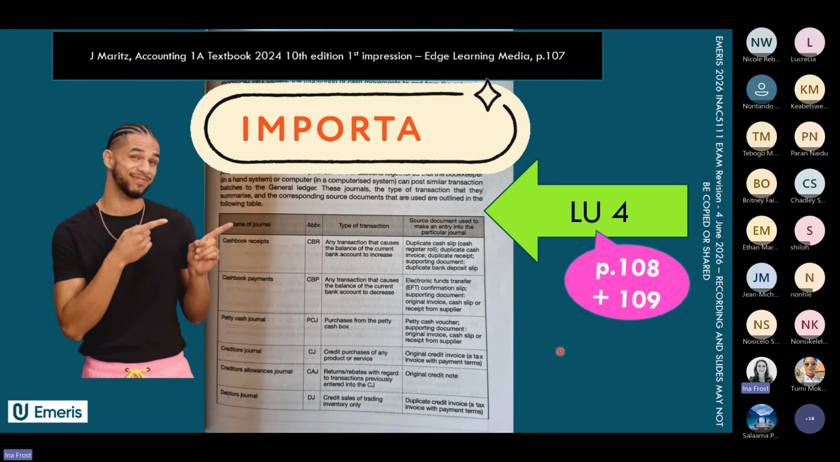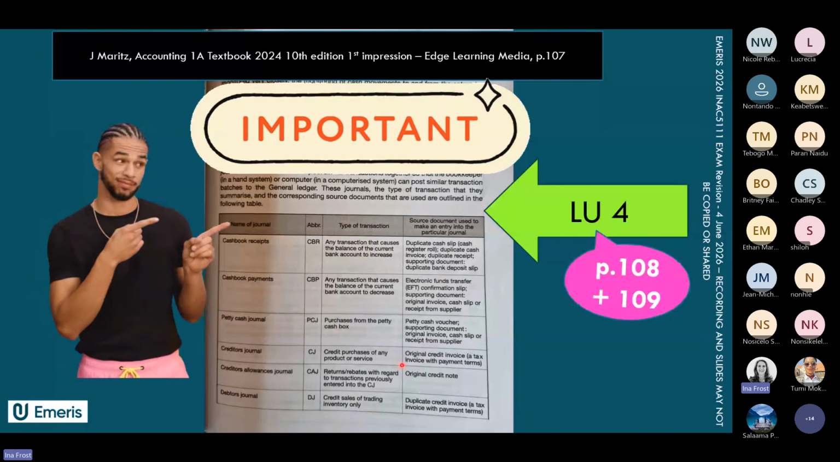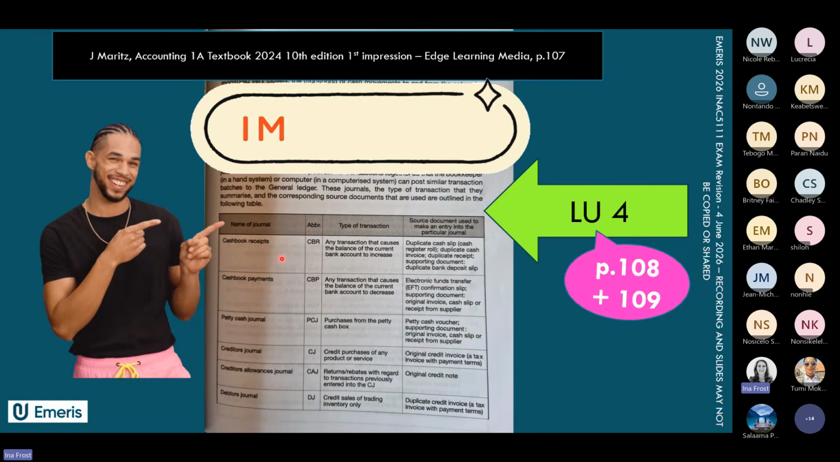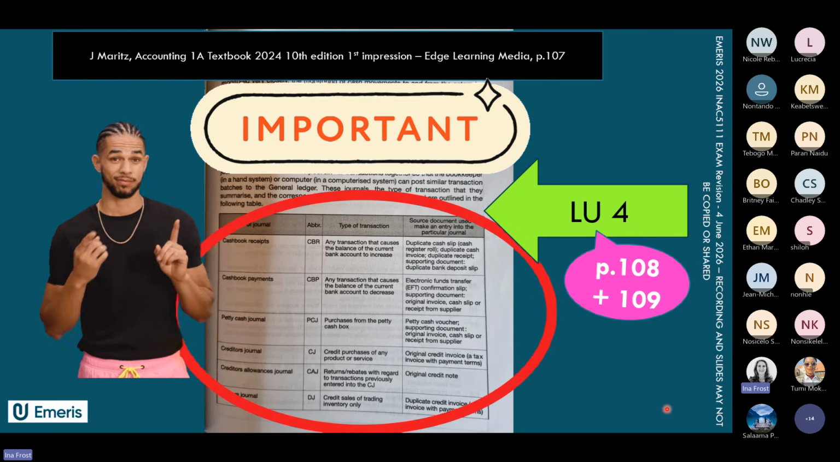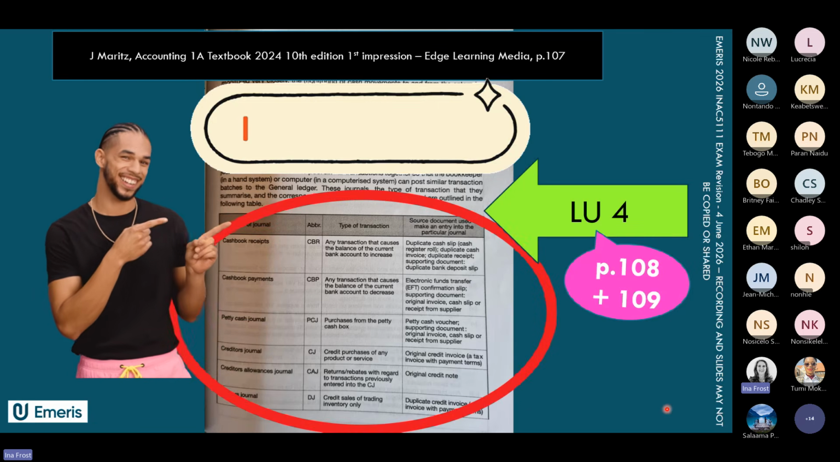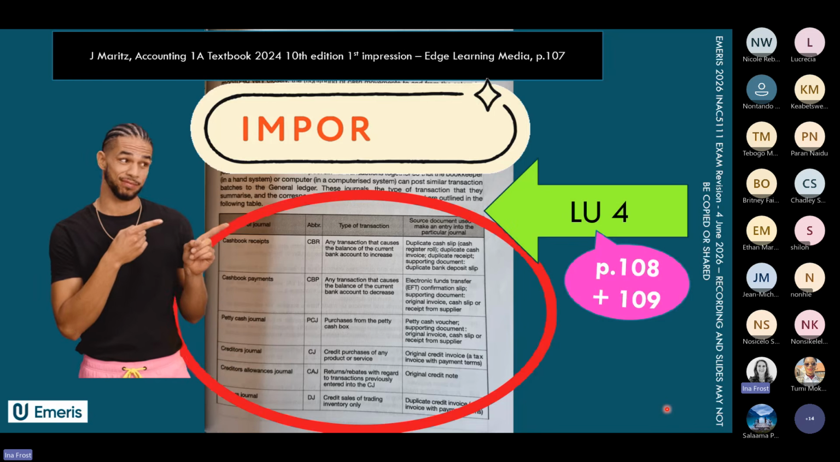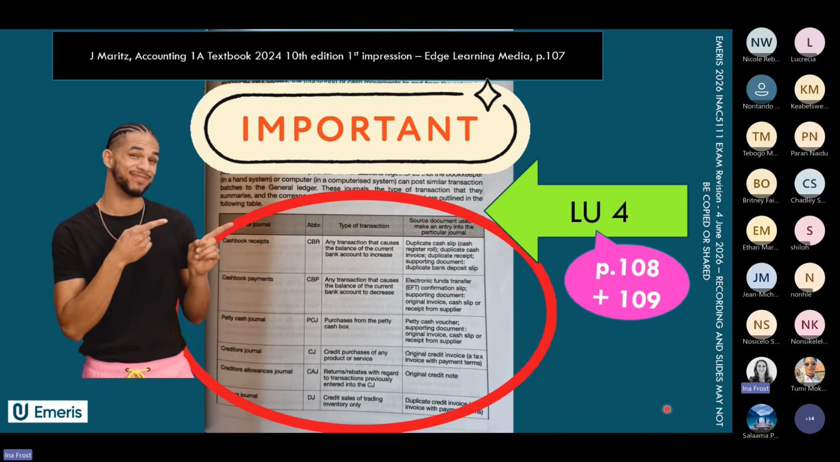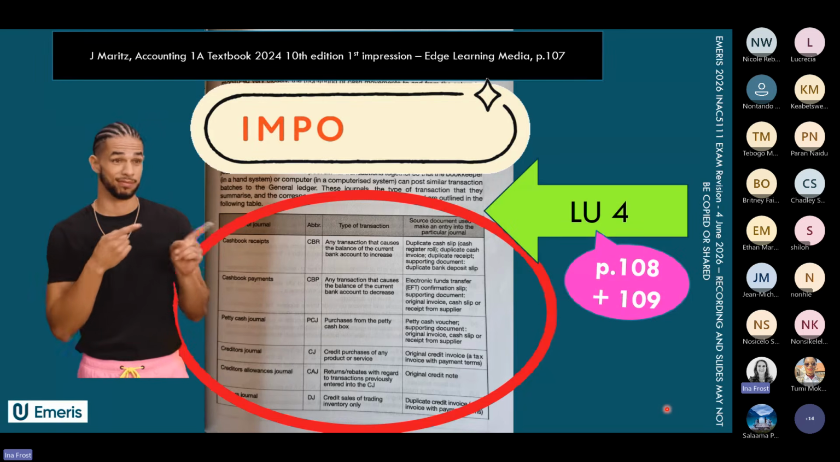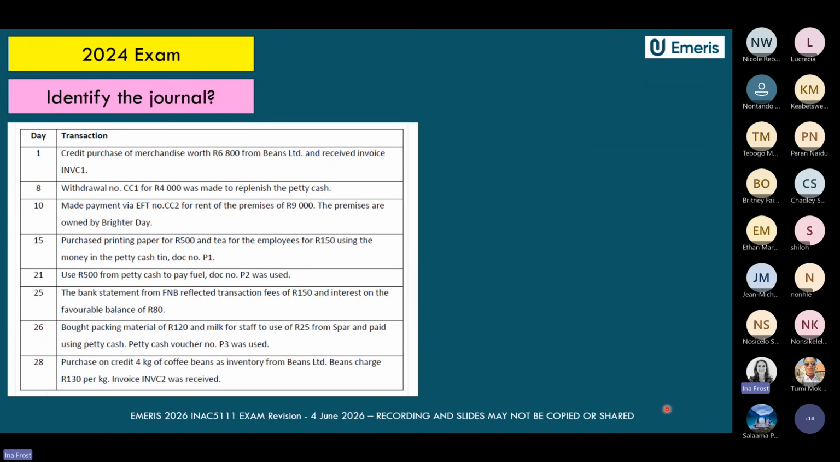This is the page that's going to tell us what type of transaction gets matched up with each journal. So please, again, if you haven't taken note of this before, make sure that you do know pages 108 and 109 of your textbook. So let's go through these transactions and see if we're able to match them up with the right journal.